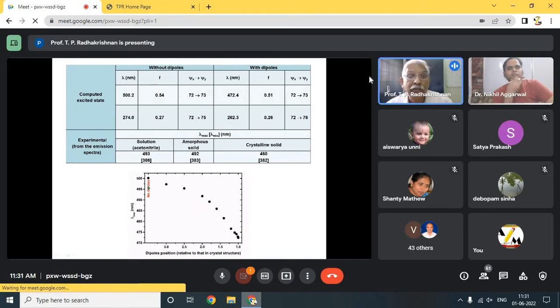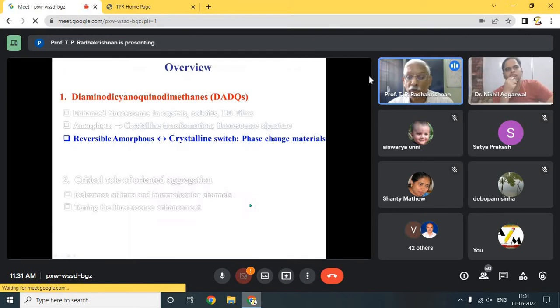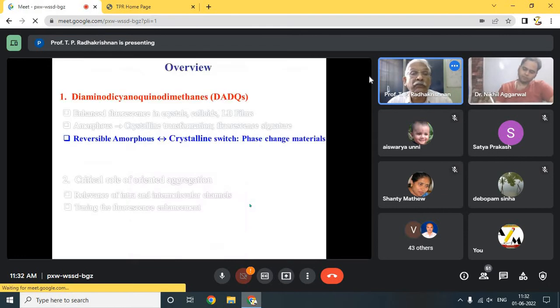So if we start with no dipoles, that is somewhere here, and if we keep on adding the dipoles closer and closer, or alternatively moving them away, there is a nice red shift of the peak as you remove the dipoles, or blue shift as you increase the closeness of the dipoles relative to the crystal structure. That means when the relative crystal structure is one, you get nicely the peak position due to the crystal. As you move the dipoles away, you are basically modeling the amorphous structure. So that gives us some idea about how this fluorescence tuning happens, and how this simple computation, this model of a local field, can give you some insight into this experimental observation.